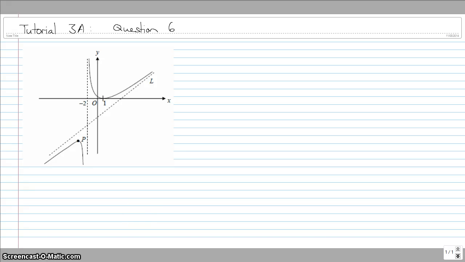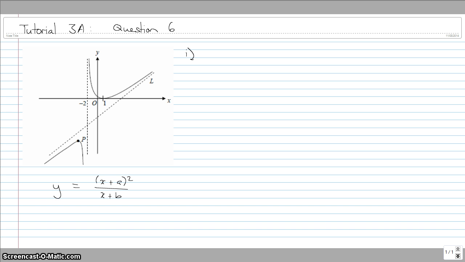Okay, this question is going to look at tutorial 3A, question 6. Tutorial 3A, question 6 gives us this graph, tells us that it's got the equation y is equal to (x plus a) squared over (x plus b). Part 1 wants us to find the values of a and b.